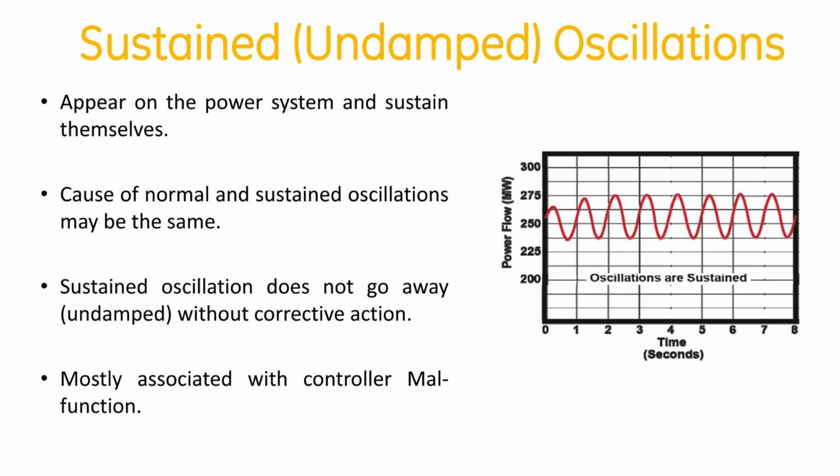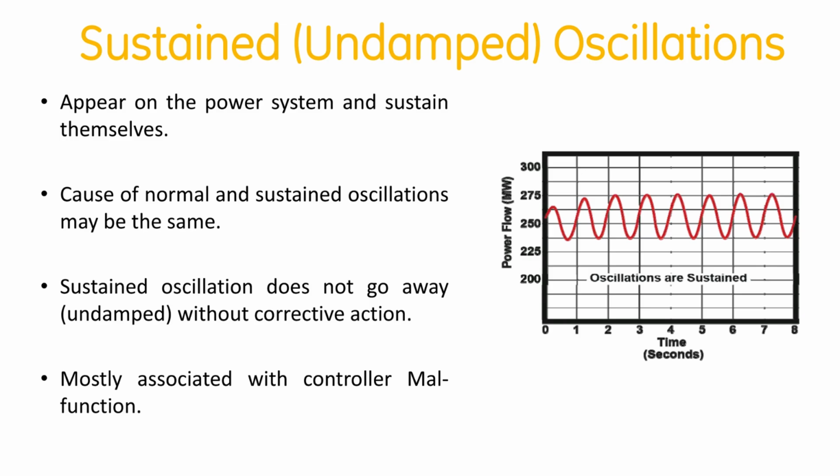These are oscillations that, once they appear on the system, just sustain themselves. They don't grow, but critically, they don't go away either without some kind of corrective action. They just keep going at a steady amplitude. That's the defining feature. They maintain their amplitude indefinitely. Now, the initial trigger might have been something routine, a normal disturbance, if the system fails to damp it out.